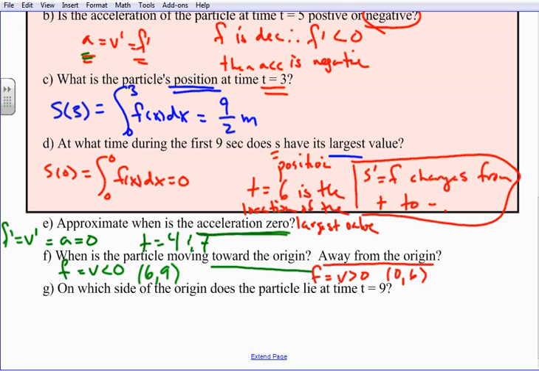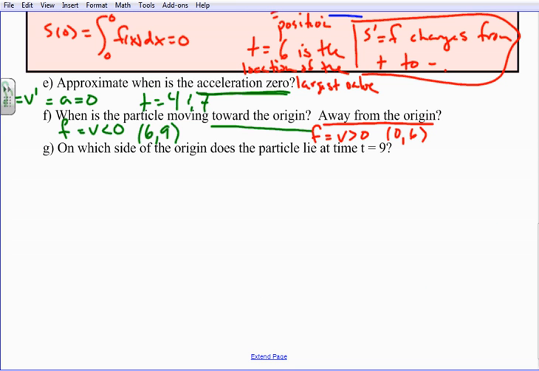Then finally, on which side of the origin does the particle lie at time t equals 9? We have the origin, because that's where we're starting, and we're trying to figure out where it's going to be when t equals 9. Well, it's going to be to the right if it's going away from the origin farther. And it's going to be to the left if it has a negative displacement.